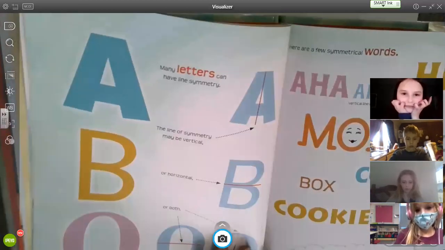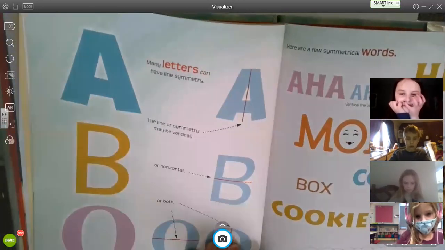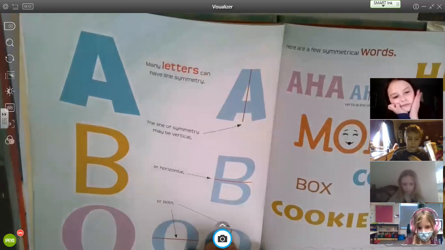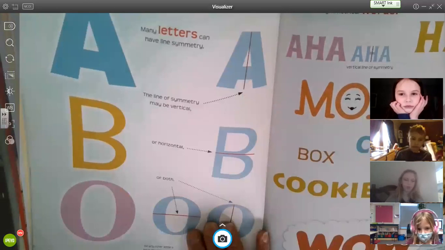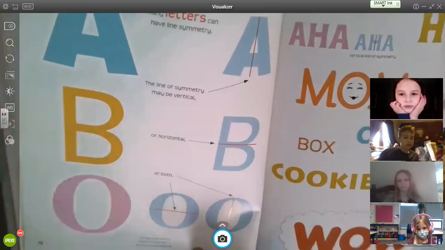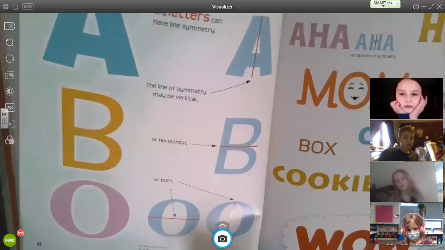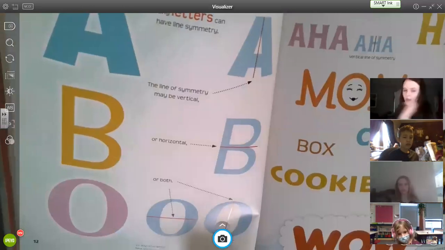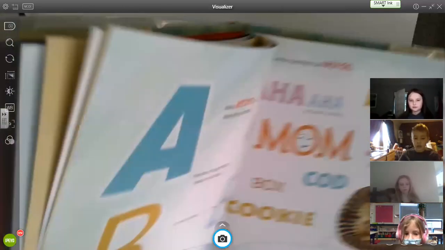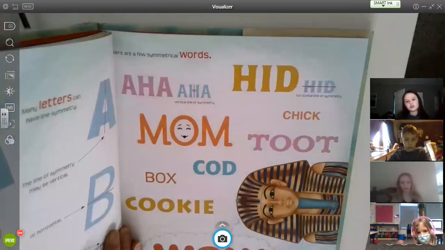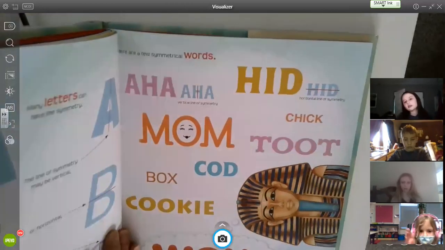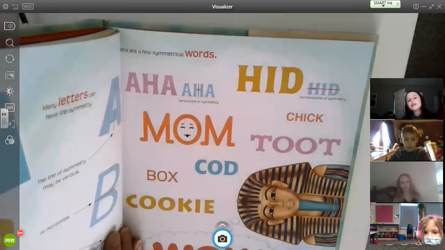Many letters can have lines of symmetry. The line of symmetry may be vertical, going up and down, or horizontal, like in the letter B. Or like in the letter O, it can go horizontally and vertically. Some of our words are symmetrical, like the word hid, or aha. Look at the line going vertically for aha.